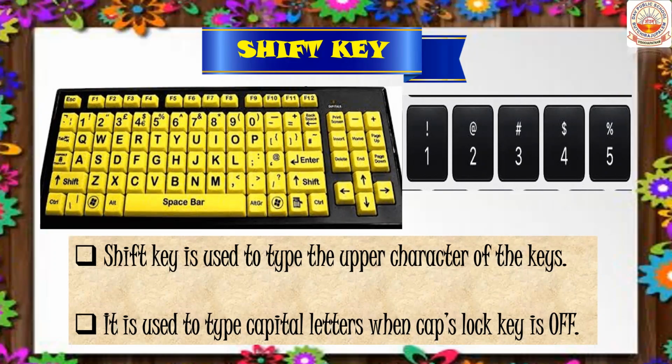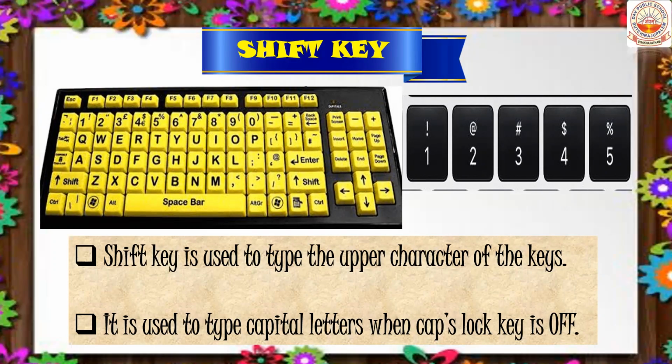For example, if you see the number keys, which are above the alphabet keys, you can see in the picture, children, there are two characters, isn't it? Below are the numbers and above you can see some symbols. So by using the shift key, we can type the upper characters of the keys.